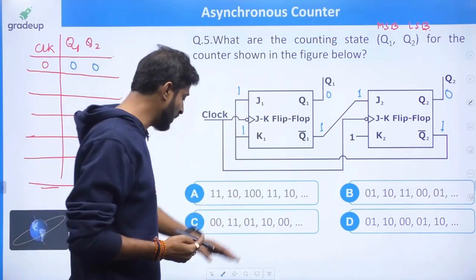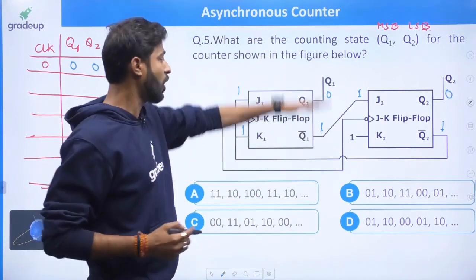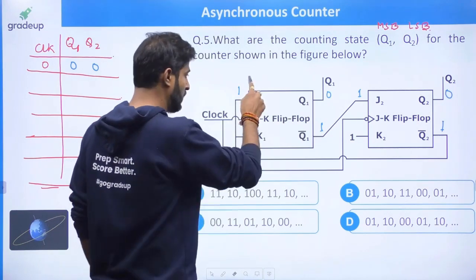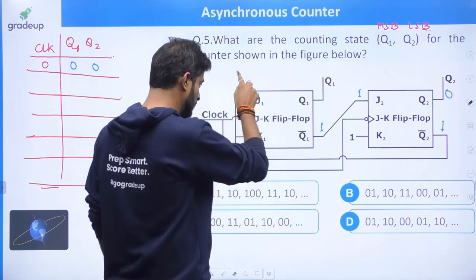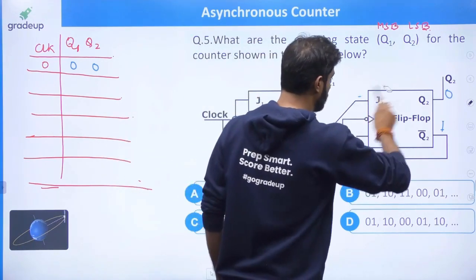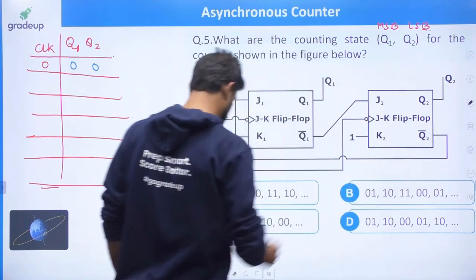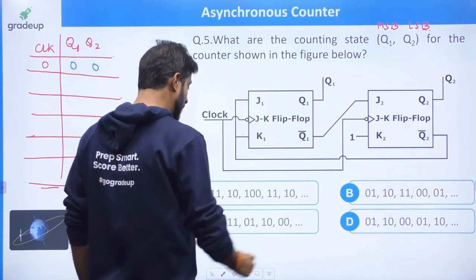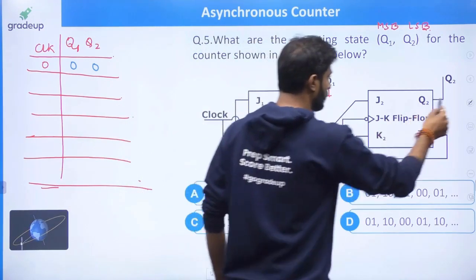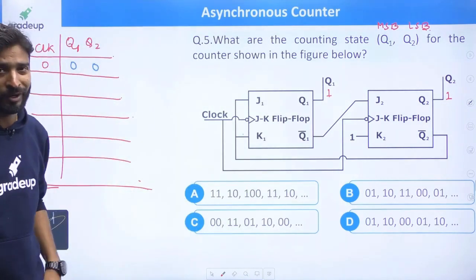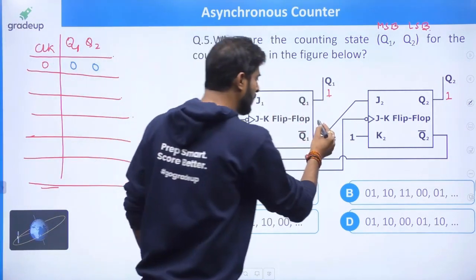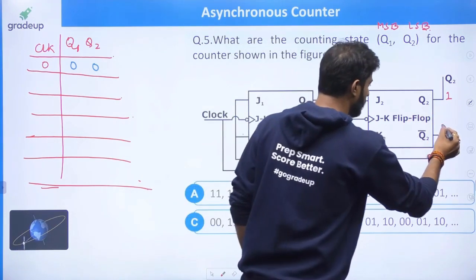Simultaneously. So my dear friend, when the clock is applied, all the flip-flops change from their previous state. What is the previous state? Both are initially reset. If both are initially reset, then both will become set, because both flip-flops are working in toggle mode. Of course. If it becomes 1, then it is 0. If it is 1, then it is 0.